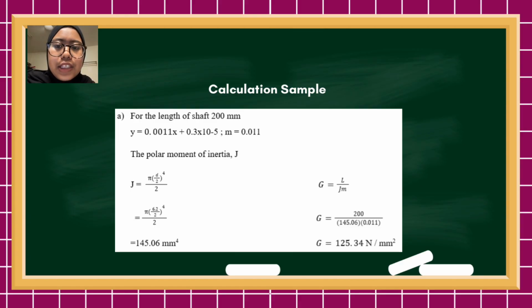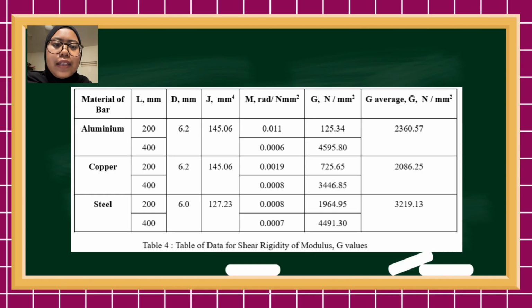So we calculate G next using the same data, which is G equals L over JM, where L is 200, J is 145.06 and M is 0.011. So we get G as 125.34 newtons per millimeter squared. So after calculating all the other materials and lengths, here is Table 4, which is the table of data for the shear modulus of rigidity G values.